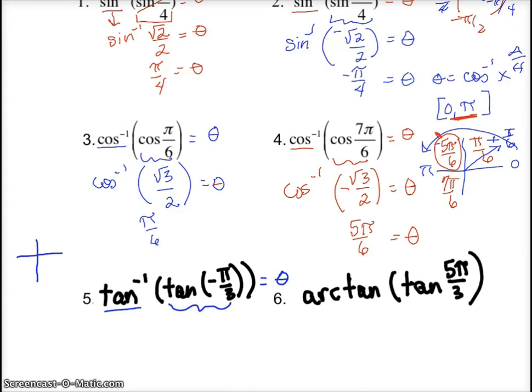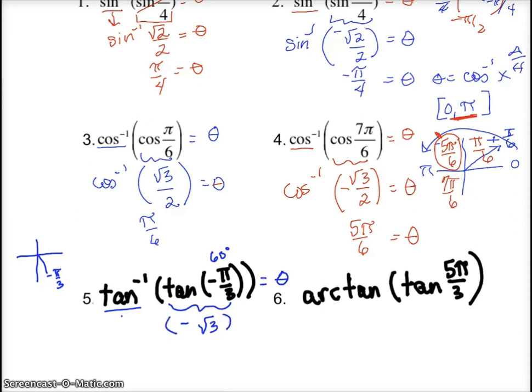We know that negative pi over 3 is in the fourth quadrant. So our function value will be negative because tangent is negative in the fourth quadrant. And our reference angle for negative pi over 3 is 60 degrees. And we know the tangent of 60 degrees is the square root of 3.